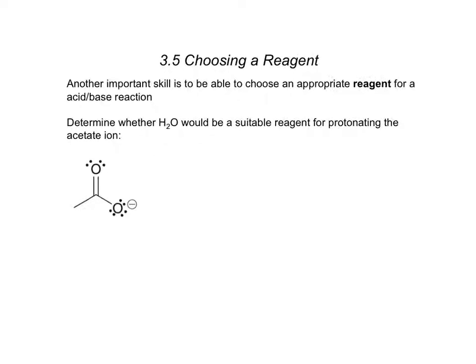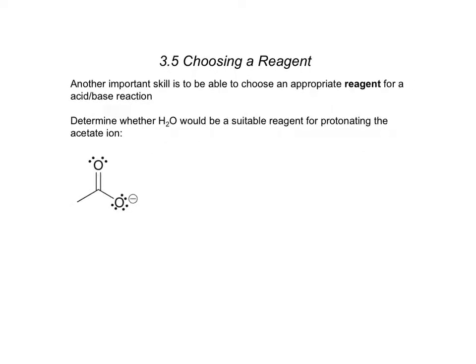So to start this off, what we're going to be talking about here is choosing the appropriate reagent for a given reaction. Okay, so we're going to start this off by talking about this guy, which is the acetate ion. So this guy over here is acetate, right? And in this question, what we want to do is protonate acetate. We want to put a proton on acetate, forming its conjugate acid.